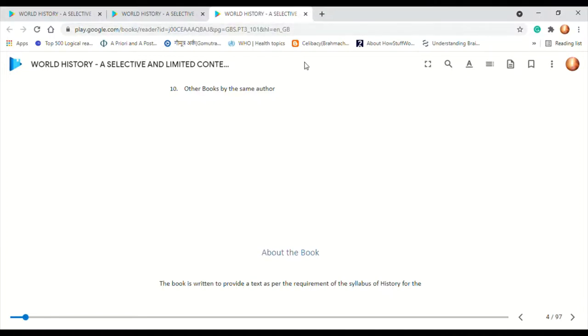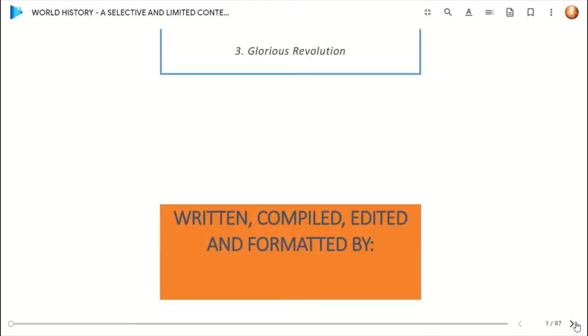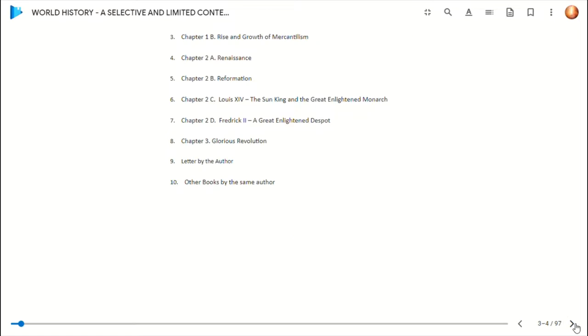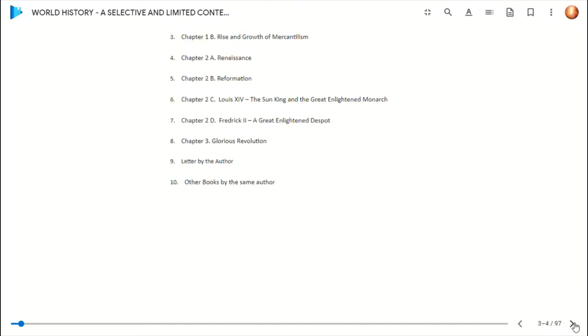Now, let me take up this book. The Google Playbook of this volume on PC can be read by spreading it to the whole screen. So you can see that the same topic as it is given in Kindle format is discussed here. So it has the same 7 chapters: feudalism, rise and growth of mercantilism, Renaissance, Reformation, Louis XIV, Frederick II, and Glorious Revolution.